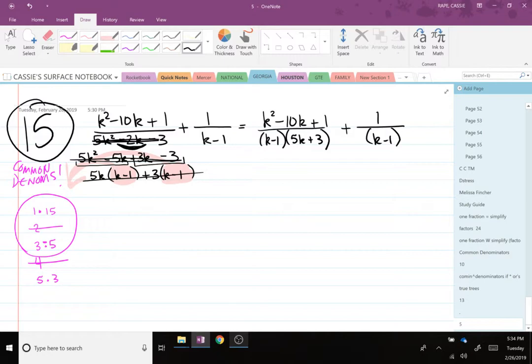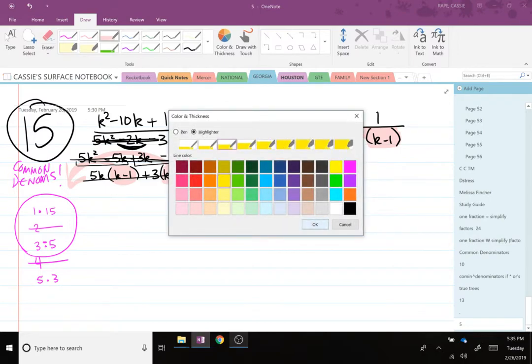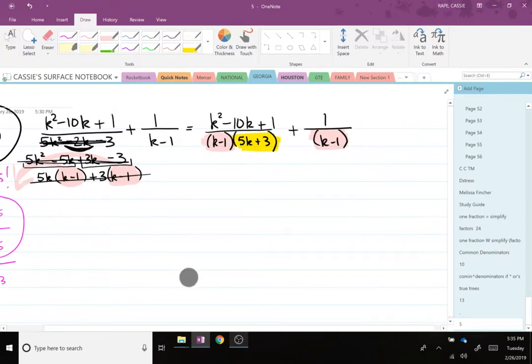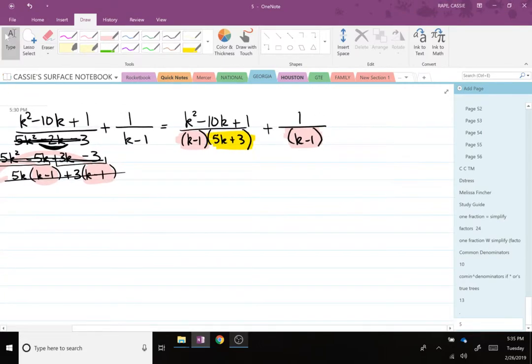This allows me to see who has what. Looking at k minus 1, the first rational expression says I have a k minus 1, and the other one says I have a k minus 1 also. And then the first one says I have a 5k minus 3, and the second one says, uh-oh, I need to get me a 5k minus 3.